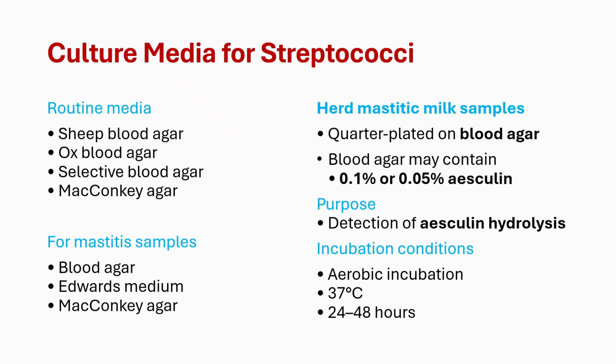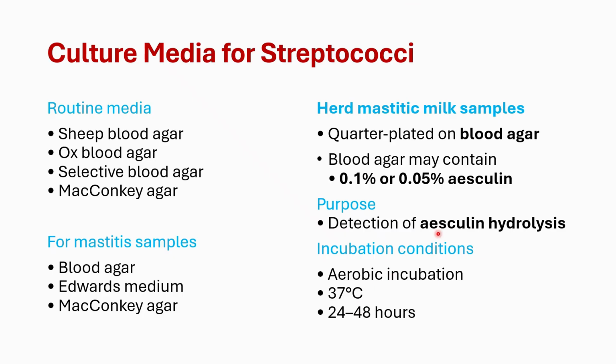In case of herd mastitis investigation, the milk samples collected from the infected animals are cultured to identify the causative bacteria. The mastitic milk samples are commonly quadrant-plated on blood agar plates. This technique helps in isolating different bacterial species present in the sample. The blood agar may contain 0.1 to 0.05% esculin, which allows detection of esculin hydrolysis, an important biochemical feature used for bacterial identification.